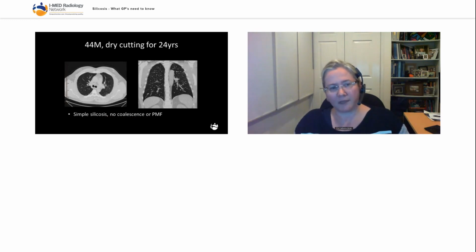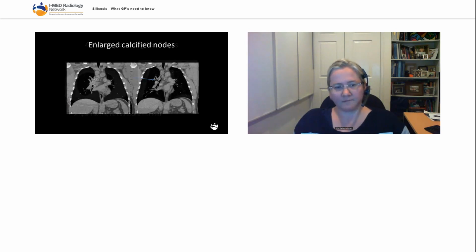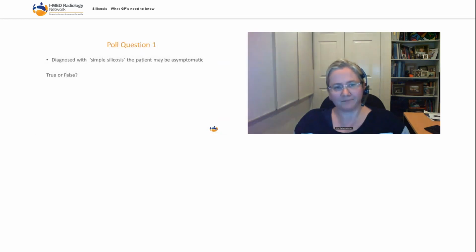Here's another example of a man who's 44. He's had 24 years of exposure doing what's called dry cutting, which is where, as the drill goes through the stone, there's no water running over the top of it to take the dust away. And so the plumes of dust in the air massively increase the concentration of dust to be inhaled. This person also shows lots of nodules in the upper zones, and we can see that they are starting to distort the lungs. There's lots of enlarged nodes centrally in the chest with those little white dots that look like calcification. It's the silica.